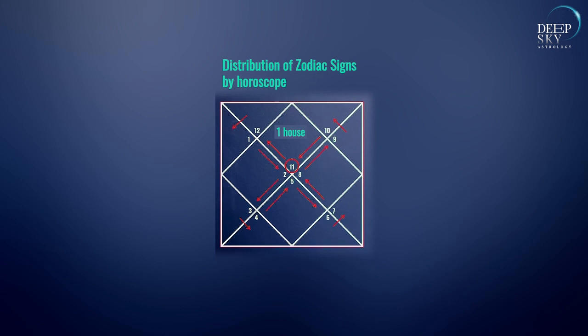So in the first house of this horoscope, we have the sign of Aquarius. In the fourth house right here, we have the sign of Taurus. In our seventh house of relationships, we have the sign of Leo. And in the 10th house of careers, we have the sign of Scorpio.